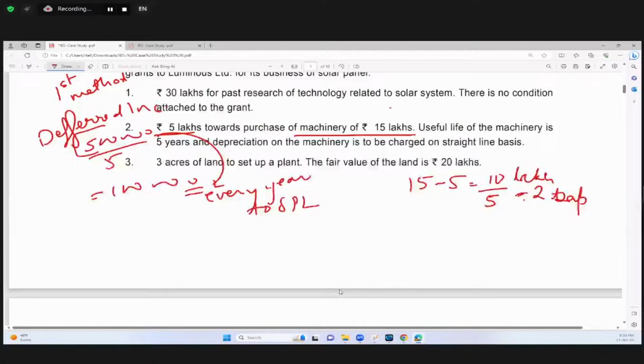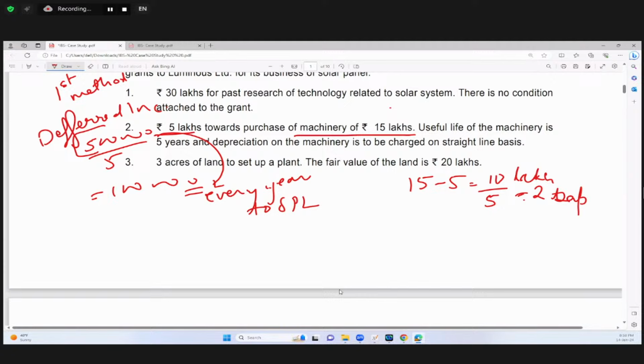And when you are recognizing it, land itself is never depreciated. So you have to recognize it at nominal value only. It will continue with that nominal value. And if you are recognizing it at fair value, then every year you have to see what is the fair value of the asset on the reporting date.